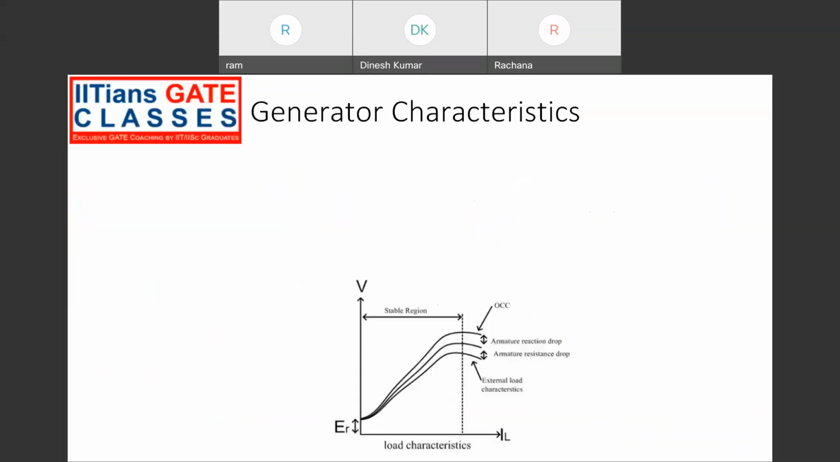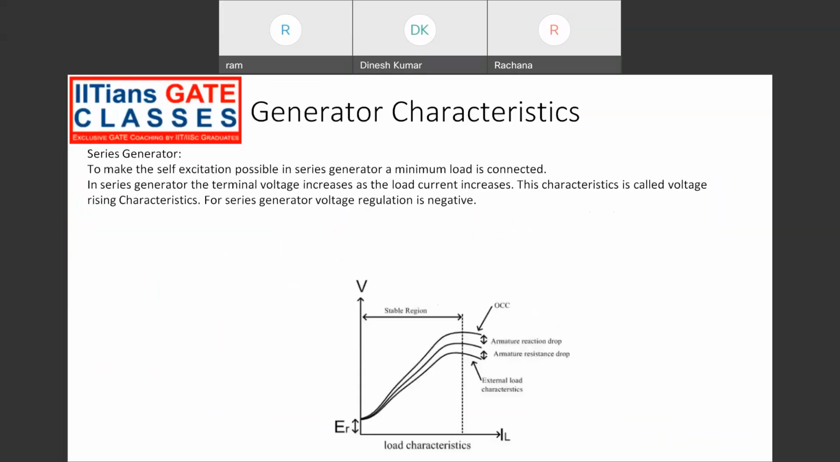So this is what I have covered in the earlier slide. To make self-excitation possible in a series generator, a minimum load has to be connected, so that the closed path will be formed. In a series generator, the terminal voltage increases as the load increases, because it is proportional. And this characteristic is called the voltage rising characteristic.